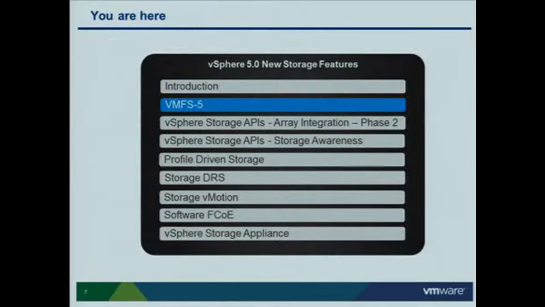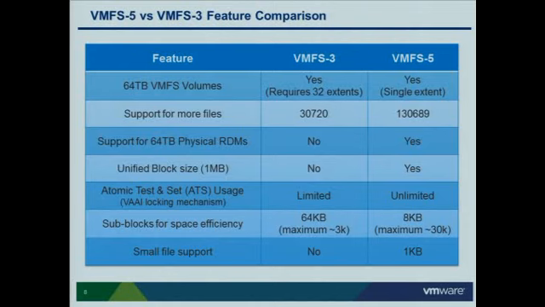So let's talk about VMFS 5. A lot of really good new things have been added. A lot of things people have been asking for. Right here we've got a feature sheet showing the difference between VMFS 3 and VMFS 5. I'm going to go through each one. So the first one is, yes, now you can have a 64 terabyte single LUN, single extent. Before, in order to achieve that, you needed to have 32 2-terabyte volumes and then stitch them all together. So that was a big win.